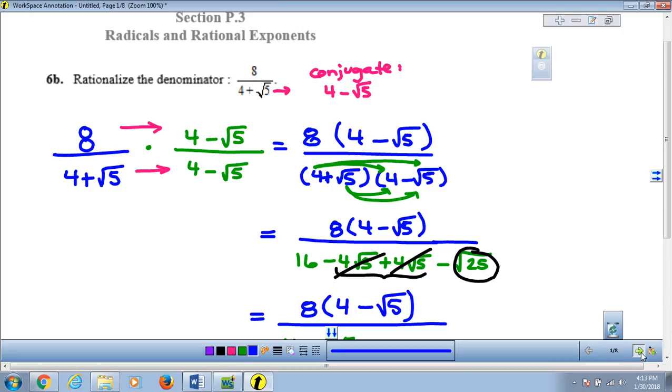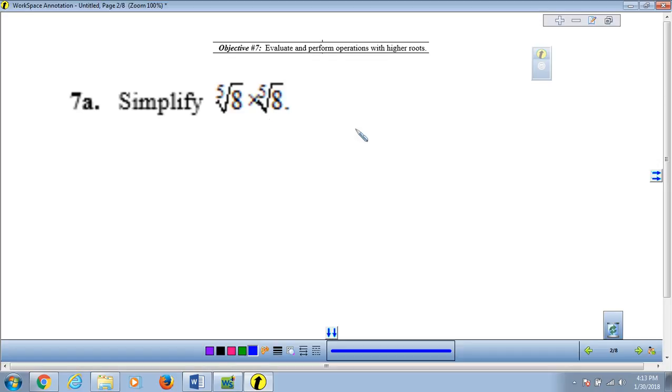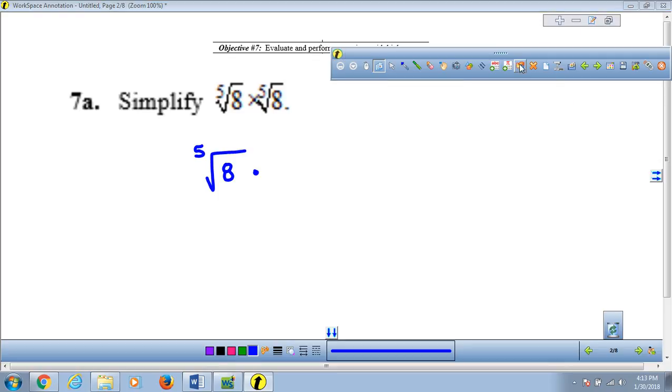Okay? Only that. For the next problem, we're simplifying this multiplication. So here you are going to use, and I put a dot, and there's an X there. I should put that multiplication symbol, not a dot. So we're going to use the product rule.